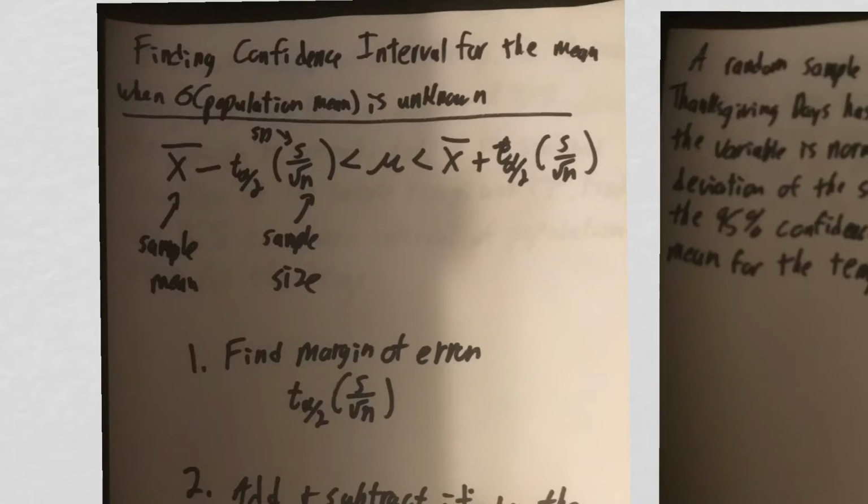So I have labeled in here what all these symbols mean in case you forgot. So this is your sample mean, because now we're just talking about samples. This is that t-score that you're going to look up. This is your standard deviation of the sample that you're told. And then your n, of course, is your sample size.